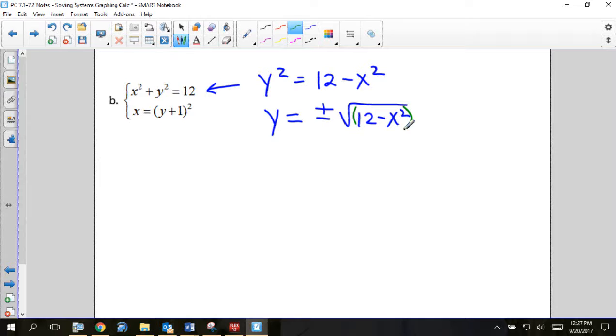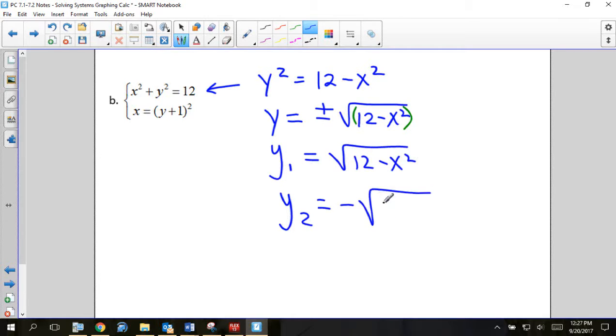We can just type that in our calculator with the exception of there's no plus minus for your calculator. So what you have to do to type this one in your calculator is you're going to have to type y1, that first equation, as square root of 12 minus x squared. And then y2, we will type in negative square root of 12 minus x squared. So you have to type in both parts separately. So go ahead and type that in your calculator.